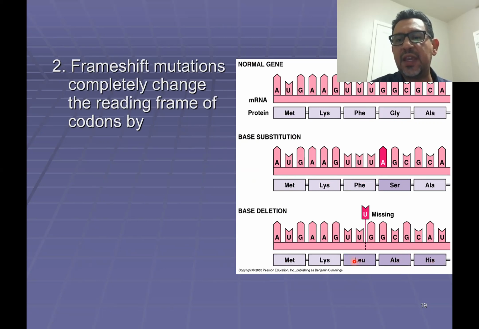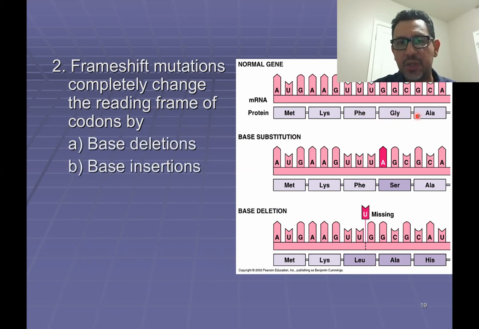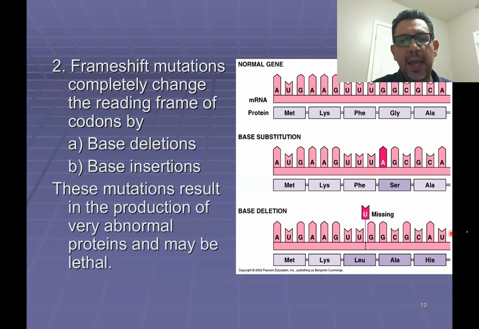So notice that these three amino acids following the deletion of one of the bases are going to be completely different from how things were in the original gene or the wild type. Base insertions will also be a frameshift mutation, because if we add an extra base, then every other base is going to be moving up one position, changing how the codons are read, and consequently there are going to be highly abnormal polypeptides or proteins.